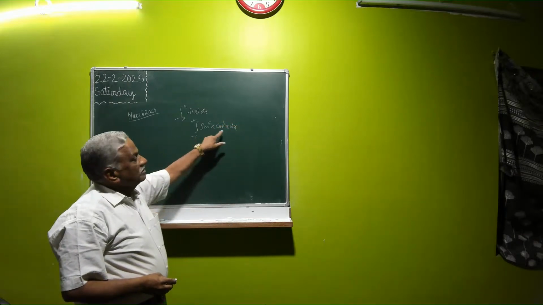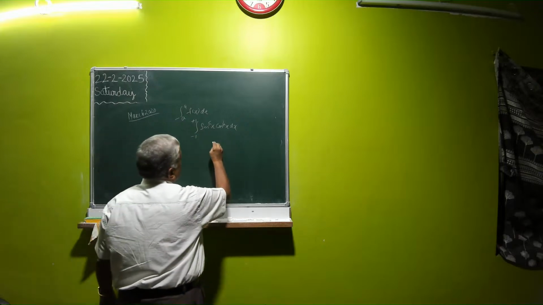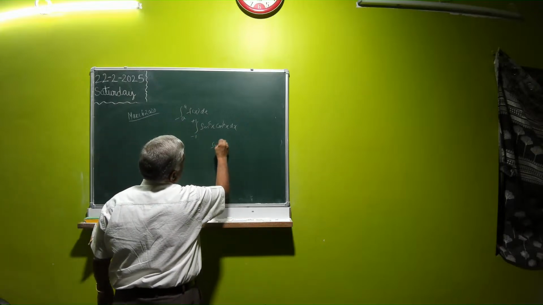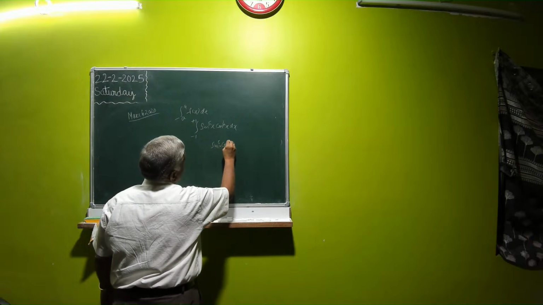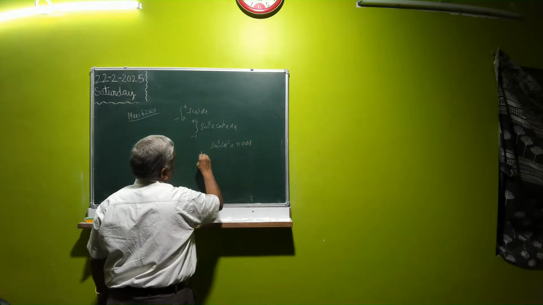Sin is an odd function. Cos is an even function, but when you multiply them together, the product is odd. So you can just write sin to the power of 5x into cos to the power of 4x is odd. Therefore, the answer is 0.